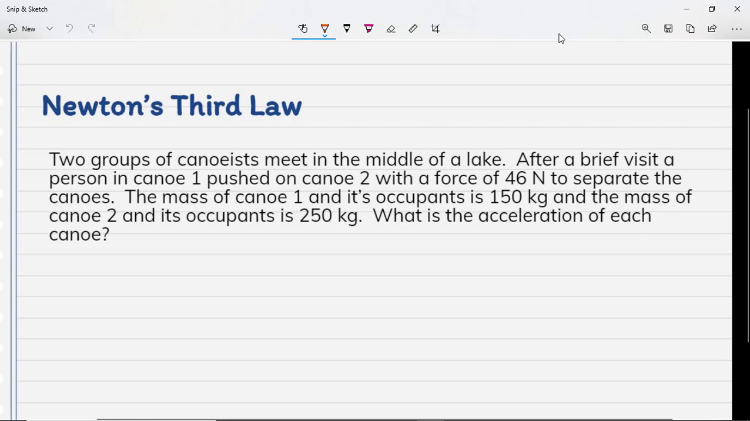Well, again, we're focusing on force as a function of mass and acceleration. The key thing to keep in mind here is that canoe 1 pushed on canoe 2 with the force of 46 newtons. So if I push on canoe 2, then it's pretty straightforward here. We'll have 46 newtons as the force. The mass is 250, and my acceleration is unknown, and I can solve for that very easily.